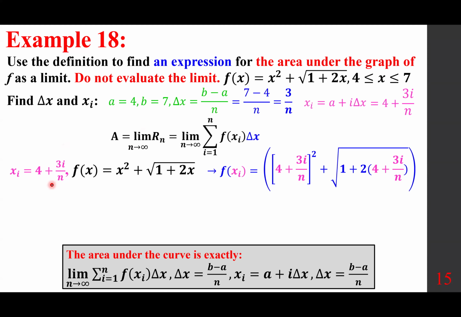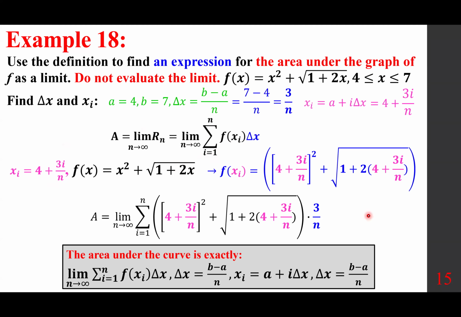And now we want the limit of this expression. The limit as n approaches infinity of summation i going from 1 to n of this expression, instead of f of x sub i, times delta x, 3 over n. So this expression will be times 3 over n. Okay, we'll discuss how to finish this off later on. For now, we are just evaluating. Okay.